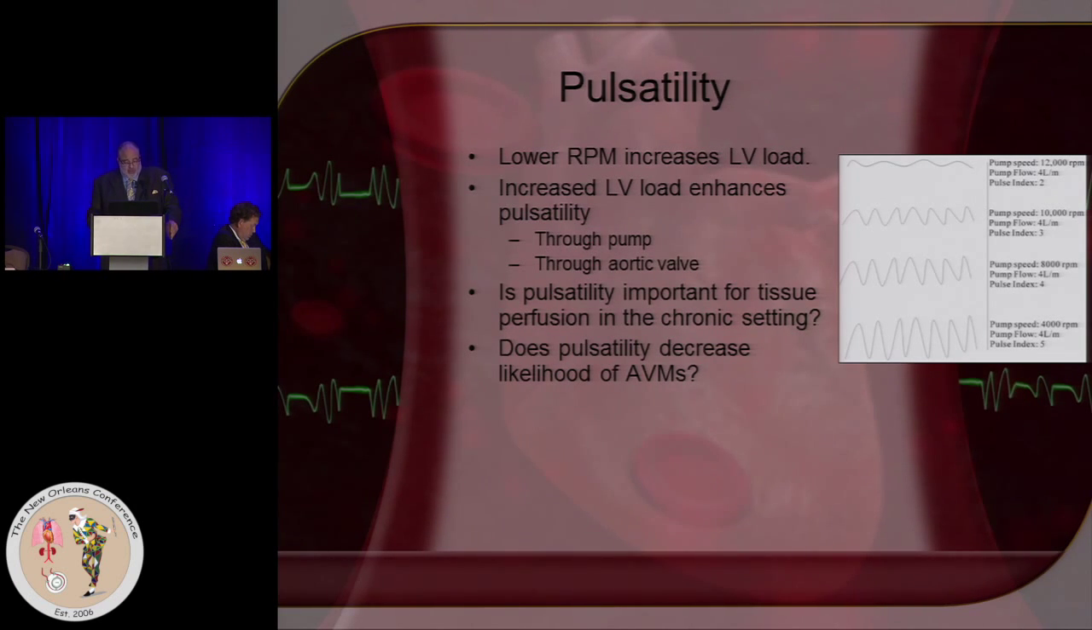Is pulsatility important for tissue perfusion in the chronic setting? I mentioned this in the prior talk. I don't think it's that important. Acutely it is in the shock patient. Chronically, we have accumulating evidence that it's not important.